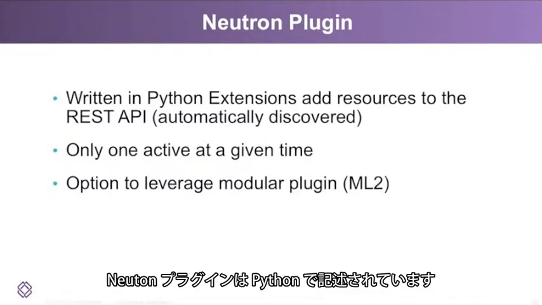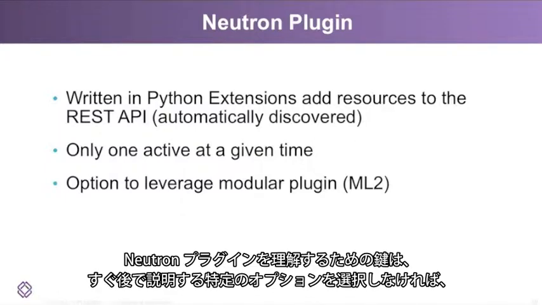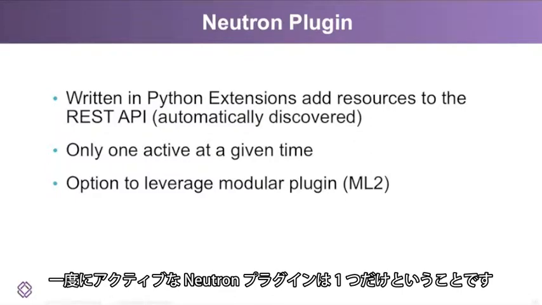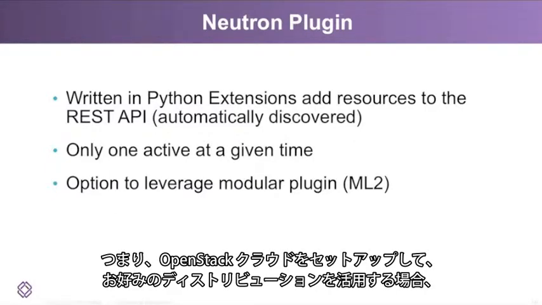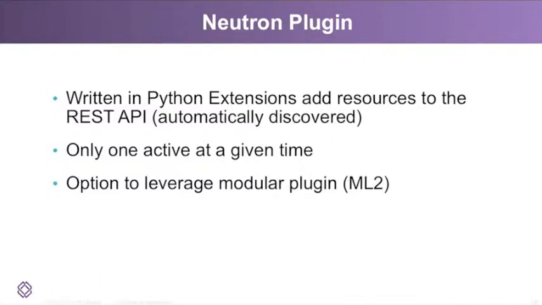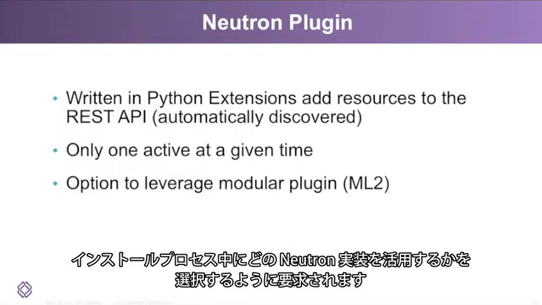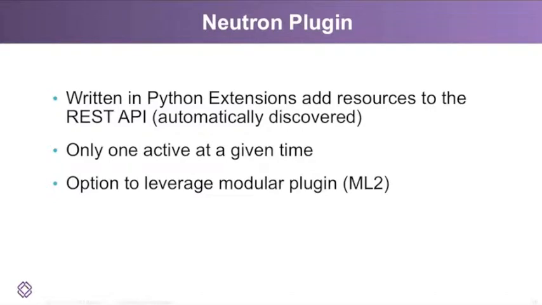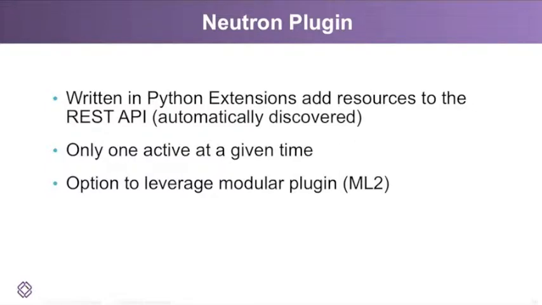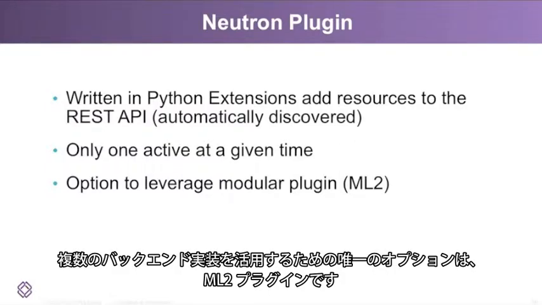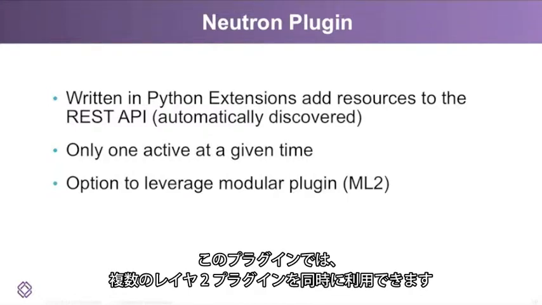The Neutron plugin is written in Python. The key to understand is that unless you select a specific option, which we're going to talk about in a second, there's only one active Neutron plugin at a given time. So what this means is that when you set up your OpenStack cloud, leveraging a distribution of your choice, during the installation process, you're going to be asked to select which Neutron implementation you want to leverage. What is important though is that each and every implementation exposes the same consistent set of APIs through Neutron. The only option to leverage more than one backend implementation is the ML2 plugin, which enables multiple layer 2 plugins to be consumed simultaneously.